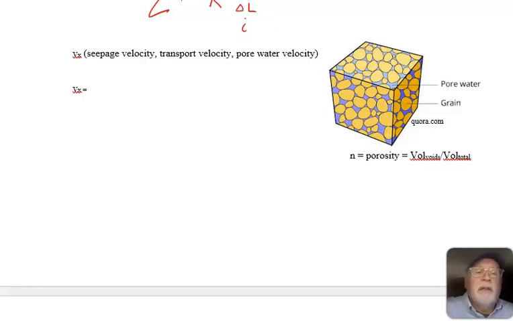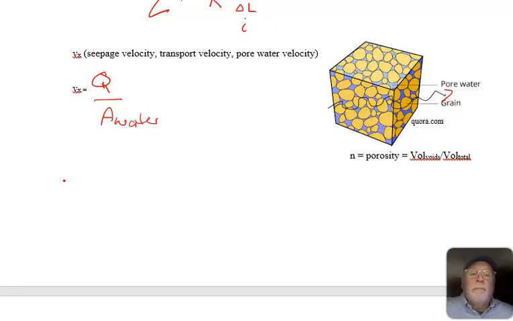So we're going to define Vx as the actual velocity the water is going. Now it's going to be wiggling through there, right? But the average velocity going through there is going to be the flow divided by the area. That's a Q, sorry. The area of the water that's actually going through there, right?